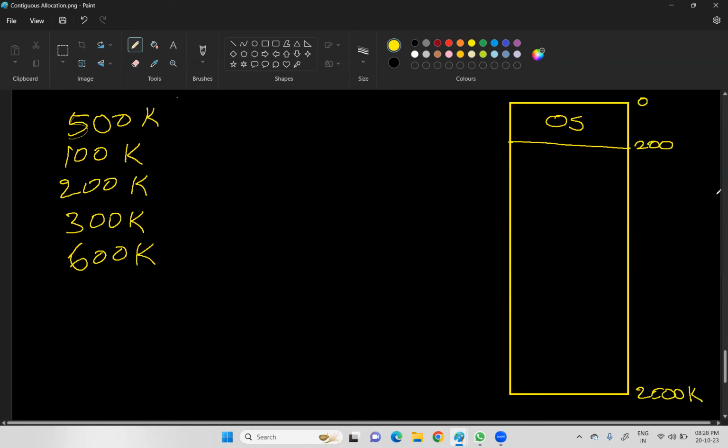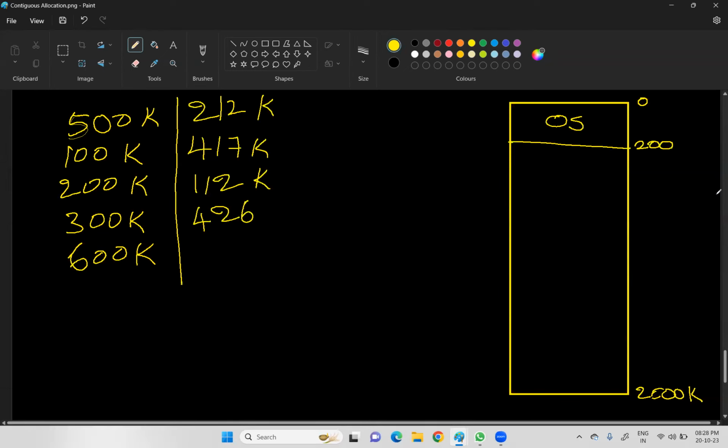They have given some more information. Some more processes are there. 212 kilobytes will be there, how can that be occupied? And 417 kilobytes, how can this one be occupied? And 112 kilobytes, how can this be occupied? And 426 kilobytes, how can this be occupied here?